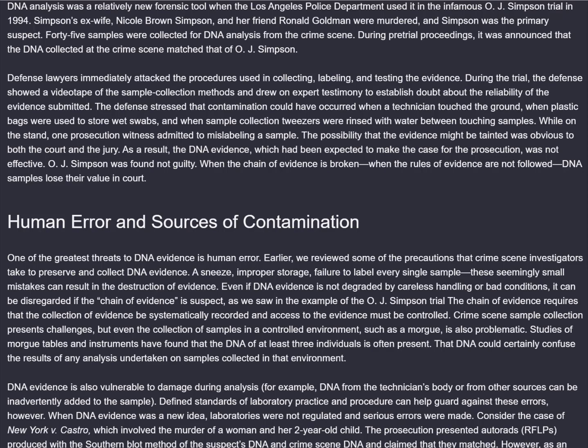During pretrial proceedings, it was announced that the DNA collected at the crime scene matched that of O.J. Simpson.